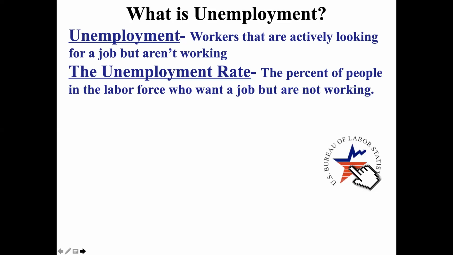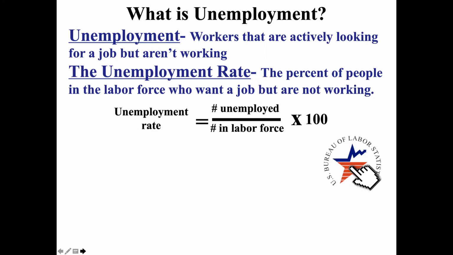What we use as our main indicator is the unemployment rate, which is the percentage of people who are in the labor force who want a job but are not actively working. So to get the unemployment rate, you take the total number unemployed, you divide by the number of folks in the labor force, and then you multiply it by 100.